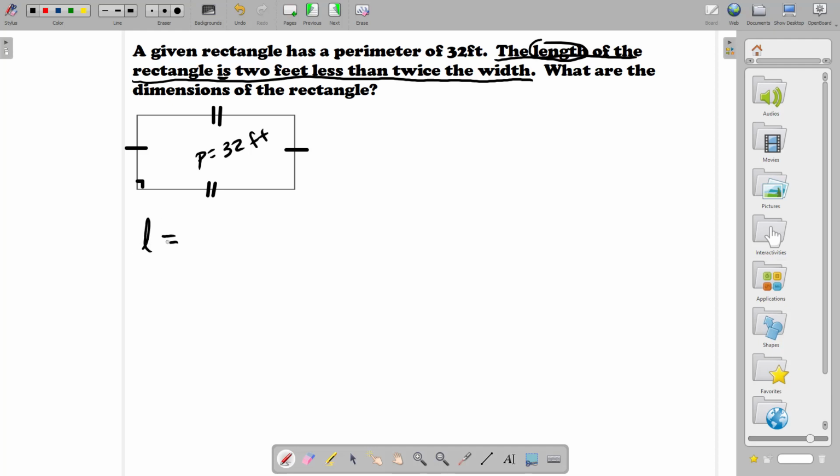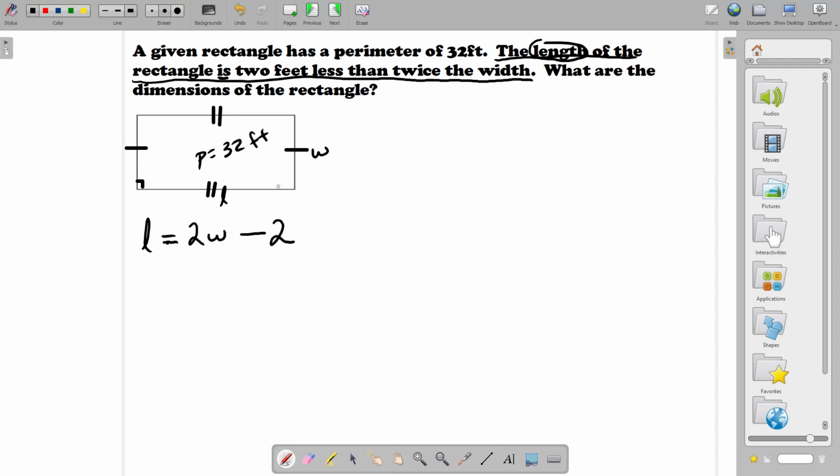Is always means equals. So the length is 2 feet less than, which means we're taking 2 feet away from, so we're subtracting 2 feet from twice the width. The width we're going to call W, so we have 2W. So our length is 2W minus 2. Our width is just W.